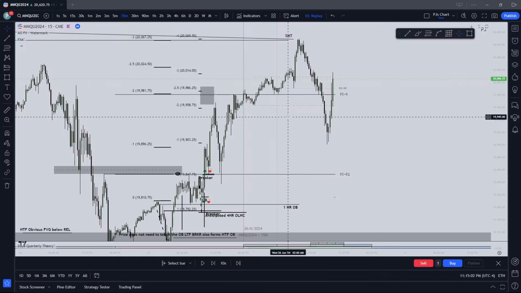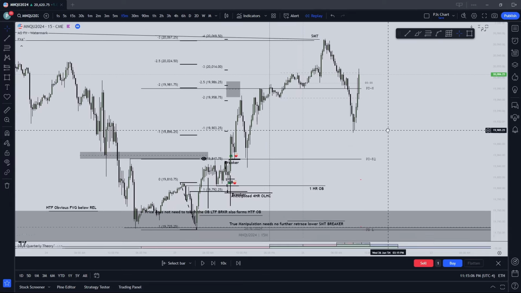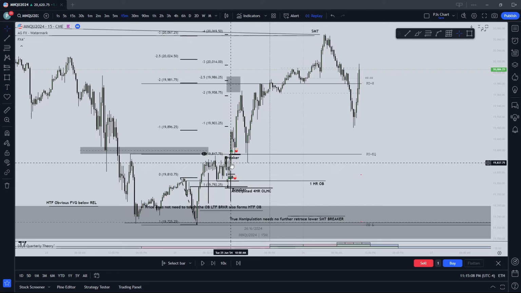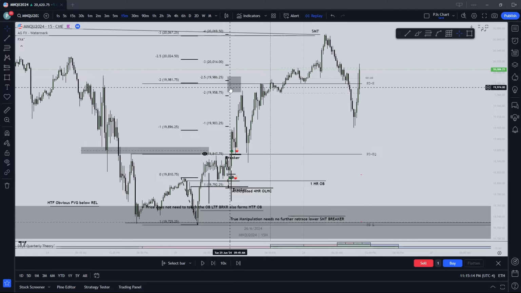Nice. How's everybody doing? Today we're going to be getting into a little bit of sauce in between the breakers and behind the breakers, and why I use them, how I use them, and when I use them.